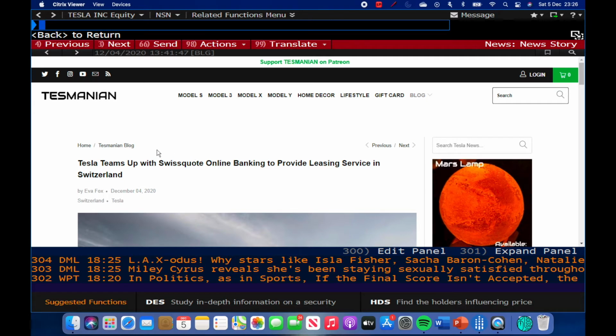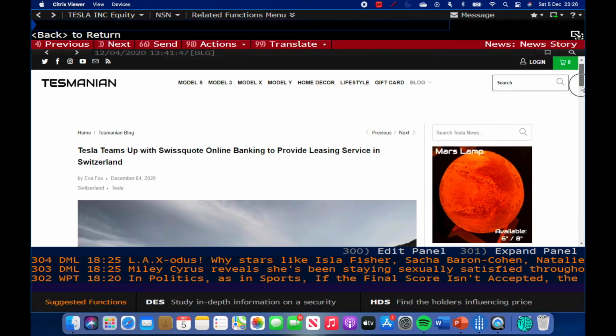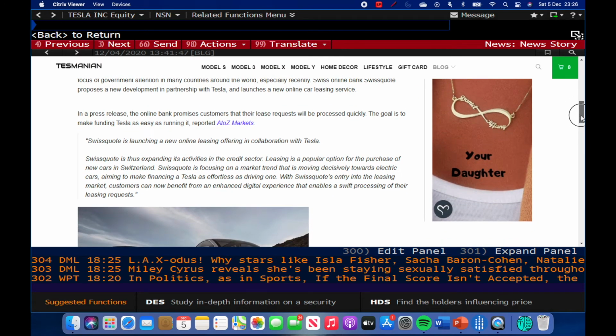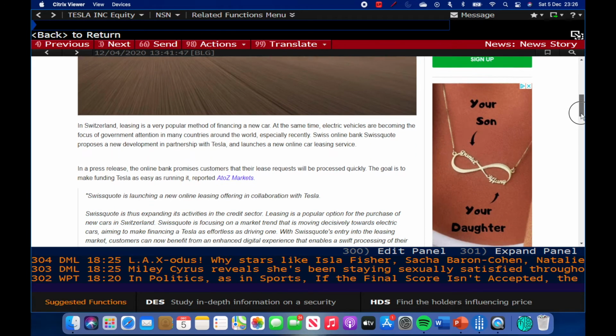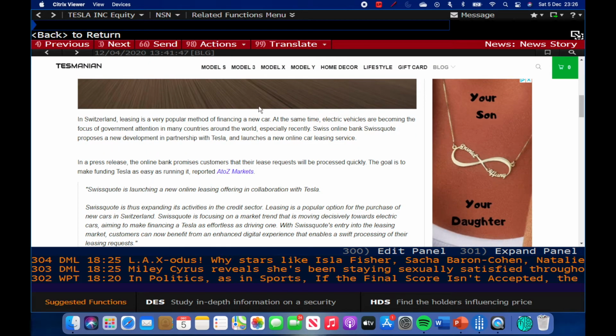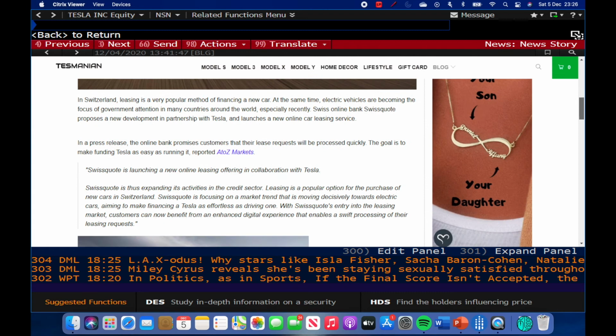This article discusses Tesla teaming up with Swissquote online banking to provide leasing services in Switzerland. I found this article very interesting, as when I was reading through, I noticed that apparently in Switzerland, leasing is a popular way to finance the purchase of a new car. If Tesla is able to use this strategy effectively, they may be able to increase their revenues from Switzerland, which we know will show up directly in the income statement and help them to increase sales, which will enable them to potentially capture a greater market share in the Swiss car market and increase their market power.